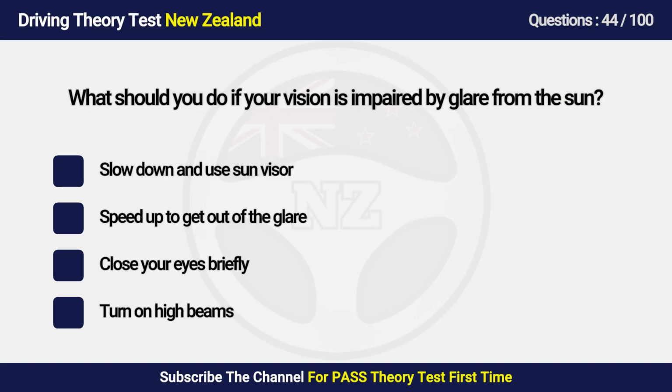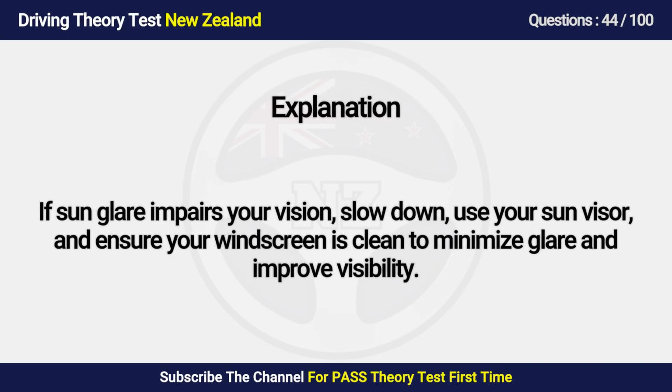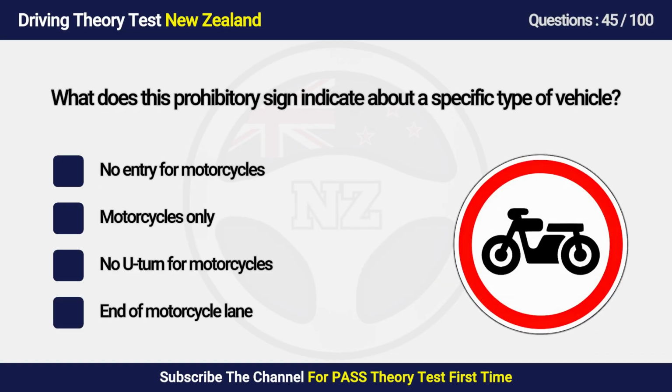A. Slow down and use sun visor. B. Speed up to get out of the glare. C. Close your eyes briefly. D. Turn on high beams. Answer is A. Slow down and use sun visor. If sun glare impairs your vision, slow down, use your sun visor, and ensure your windscreen is clean to minimize glare and improve visibility. Question 45. What does this prohibitory sign indicate about a specific type of vehicle?